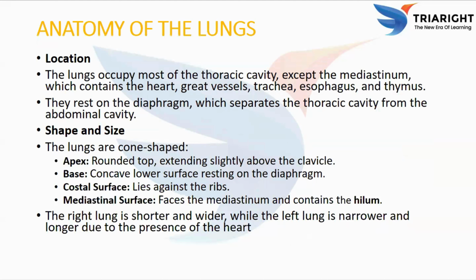We all know that the lungs are the main organs for breathing, right? Now look at the anatomy: where they are located, what shape they have, and how they differ on the right and left sides. Lungs occupy most of the thoracic cavity, but they do not fill the entire space because of the middle portion called the mediastinum. The mediastinum is a combination of the blood vessels, trachea, esophagus, thymus gland, and heart.